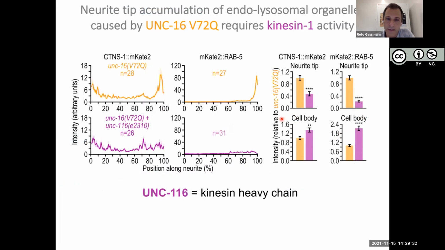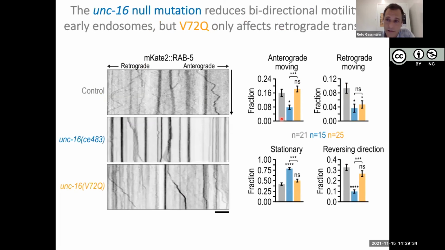And so overall, this suggests that the interaction between UNC-16 and dynein light intermediate chain is essential for the retrograde transport of endo-lysosomal organelles. Now we wanted to understand which are the kinesins that are responsible for the neurite tip accumulation of the endo-lysosomal organelles in this point mutation.